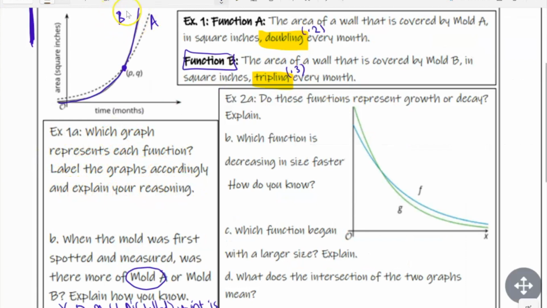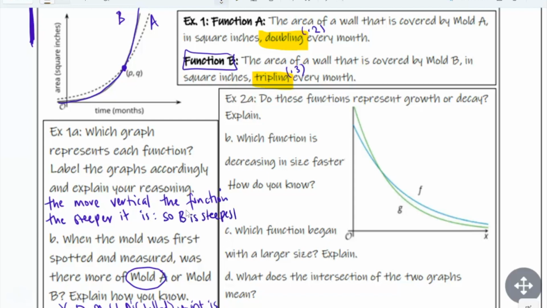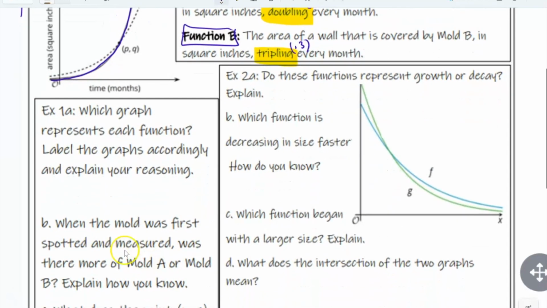So why did I say B is the solid line? Because our rule is going to be: the more vertical the function, the steeper it is. So B is steepest. Just remember whether it's growing or decaying, the one that's most vertical is the steepest.